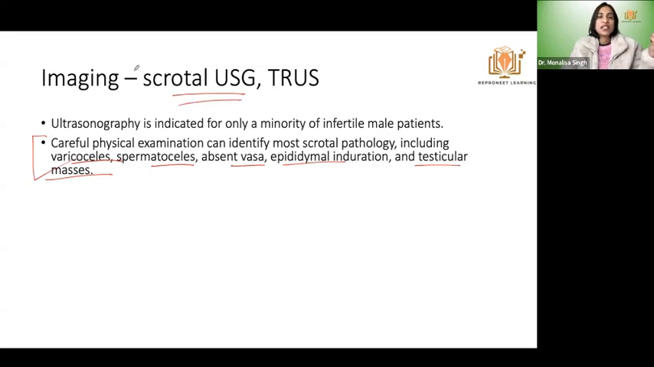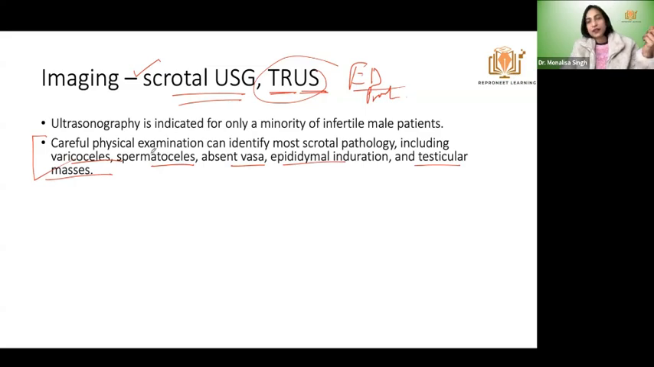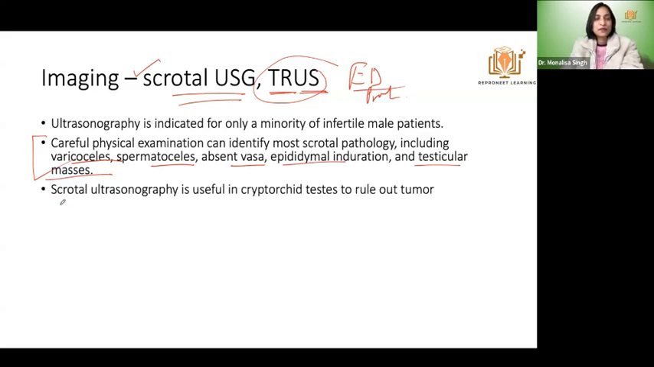So two imagings that we can do are scrotal USG and transrectal ultrasonography. Like we have transvaginal sonography for females, we have transrectal in both males and females. So transrectal will tell you about the ejaculatory ducts, which are close to the prostate. Whether there is ejaculatory duct obstruction, sometimes ejaculatory duct dilatation and all can be seen.